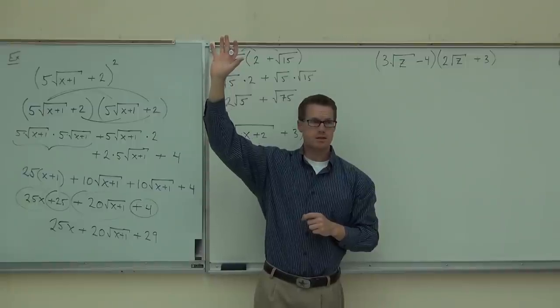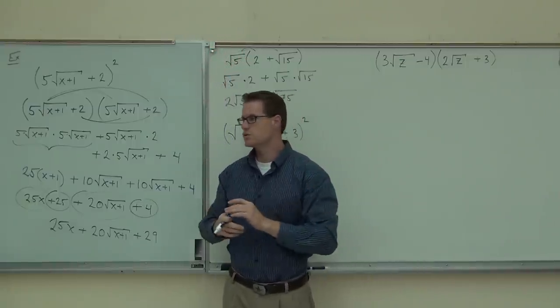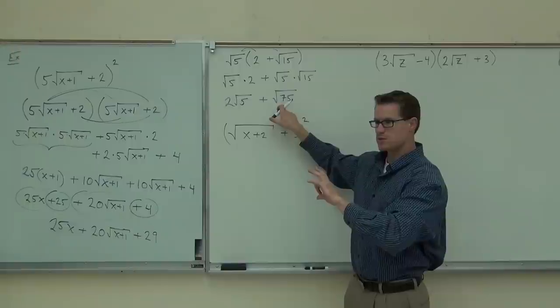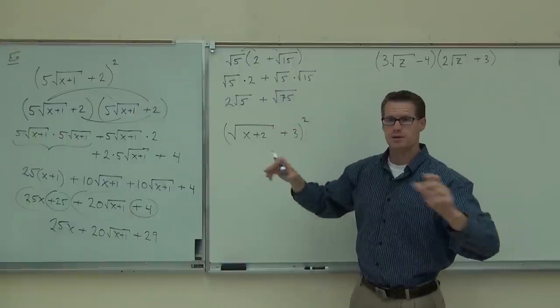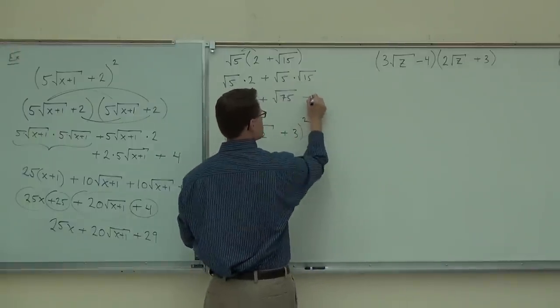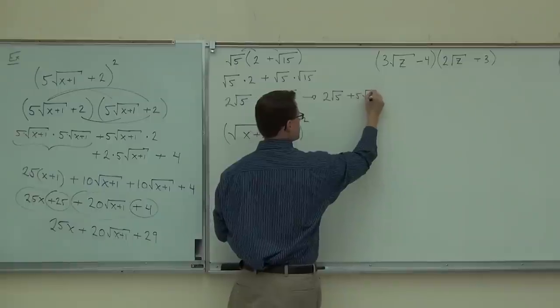Do you see it? Yep. 75, you can break it apart and get 25 and 3, and you get 5. Good. You should end with 5 root 3 on that example. That's 25 times 3, square root 25 is 5. Then the root 3, you leave that root 3. So here our ending answer is 2 root 5 plus 5 root 3.